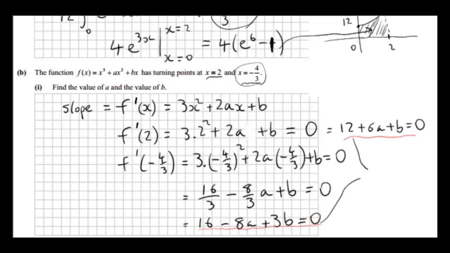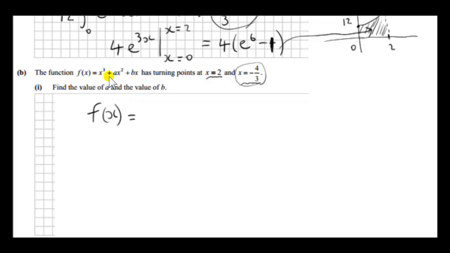I just made a slip here. F prime of 2 is 2a times 2, so this should be 4a. Anyway, I won't solve between these two linear equations with two unknowns. That's straightforward. You will get a equals minus 1 and b equals minus 8.